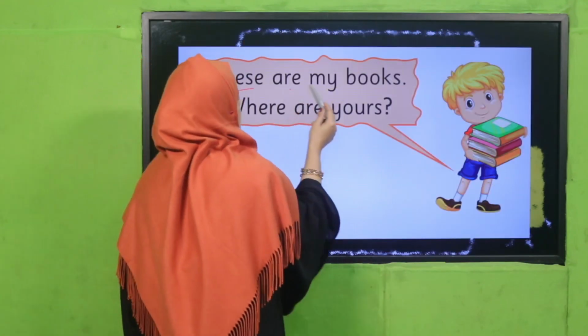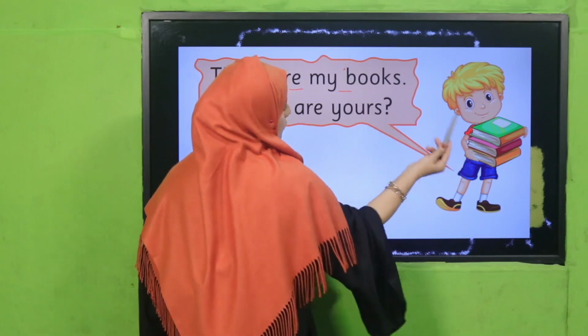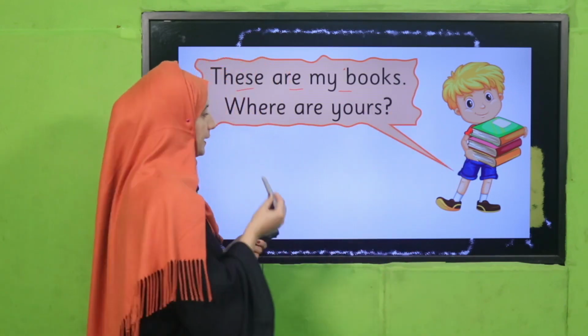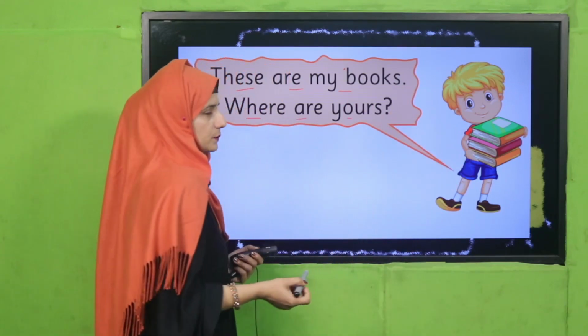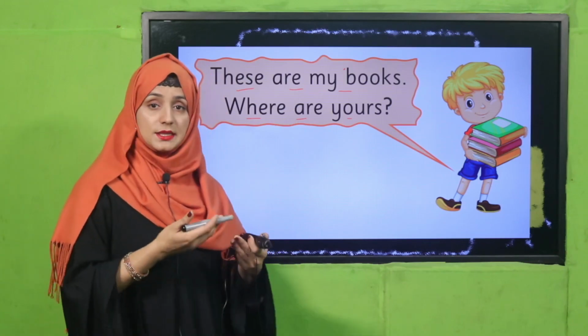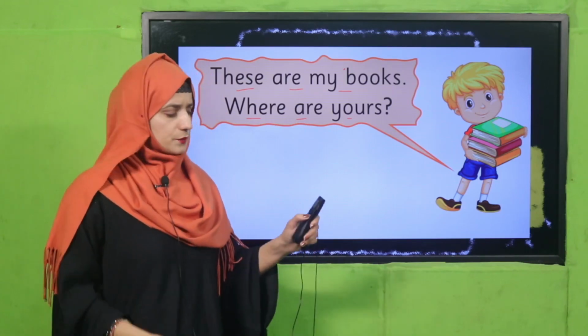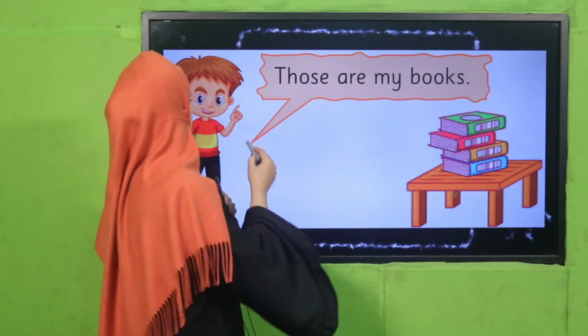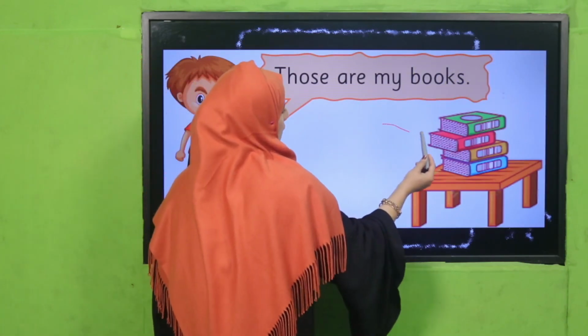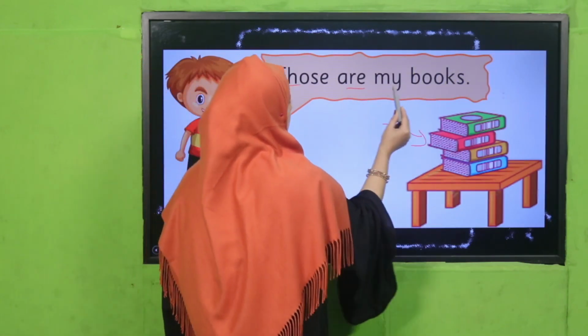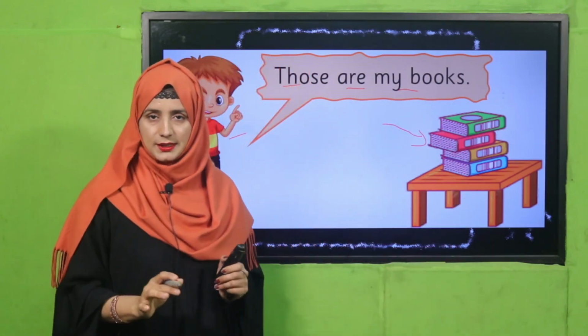Next. These are my books. Look, he has books in his hand. Where are yours? He is telling that these are my books, where are yours? So see there, yes, he is pointing because the books are far away. Those are my books. Is it clear?